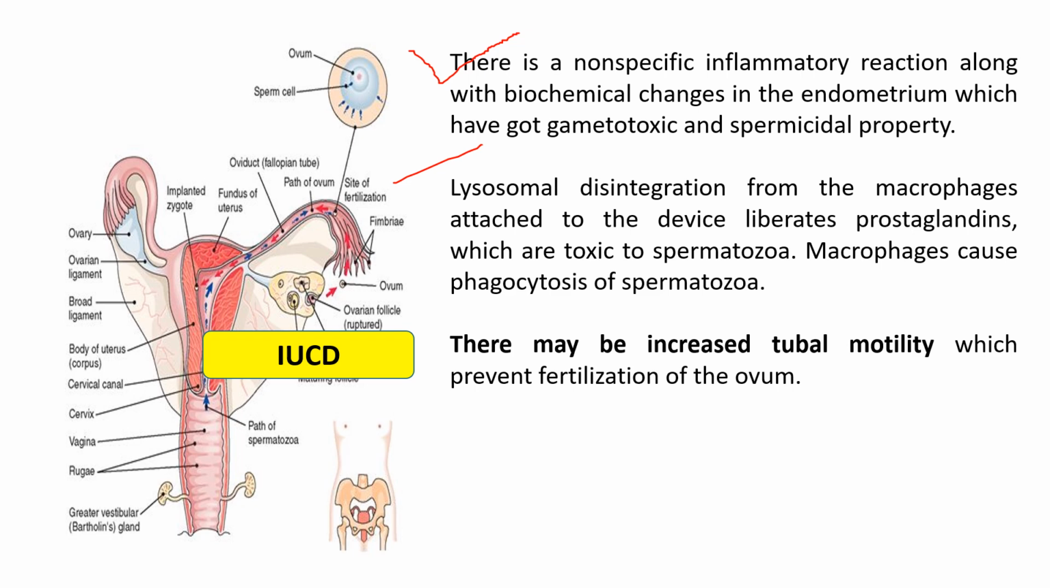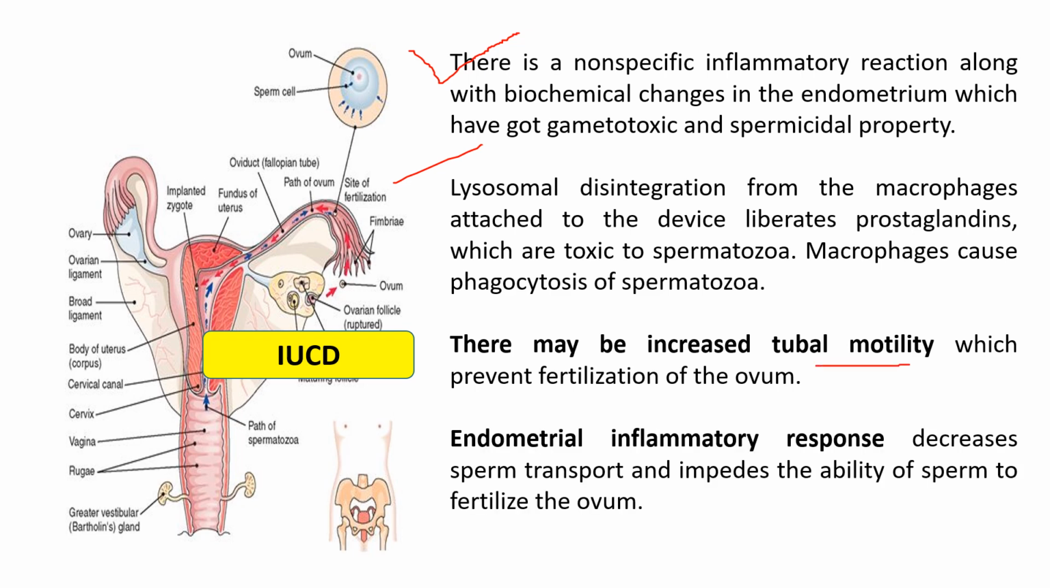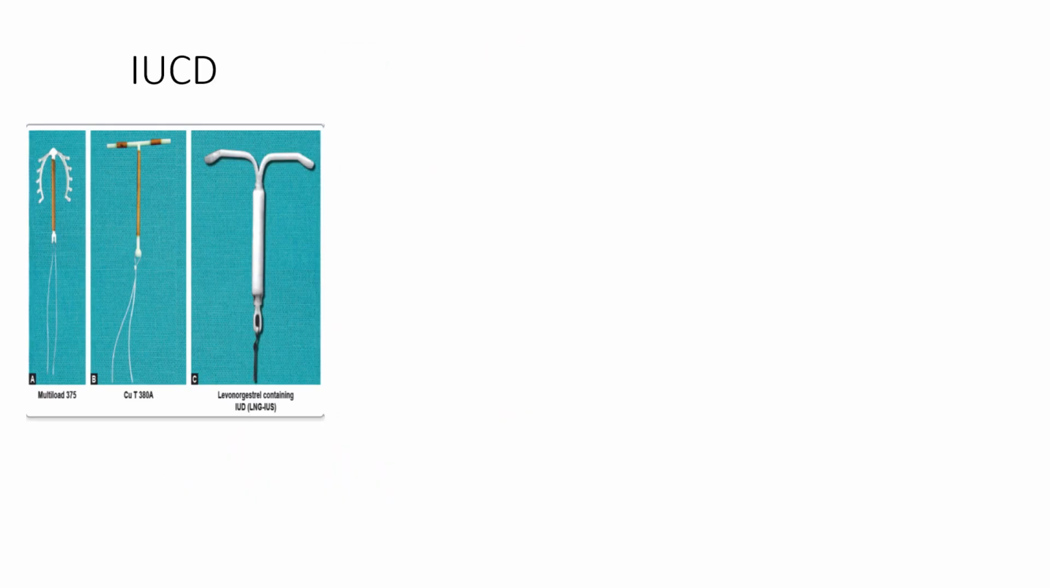There may be increased tubal motility which prevents fertilization of the ovum. Endometrial inflammatory response decreases sperm transport. So if this endometrium is very much inflamed, then that prevents sperm transport and impedes the ability of sperm to fertilize the ovum. So these are the basis of the mechanism of action of IUCD.